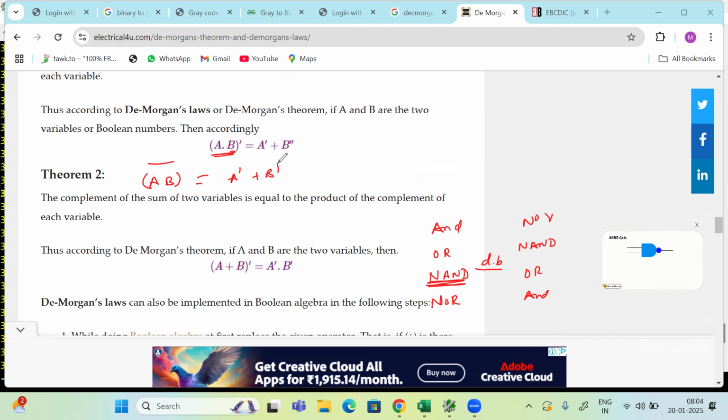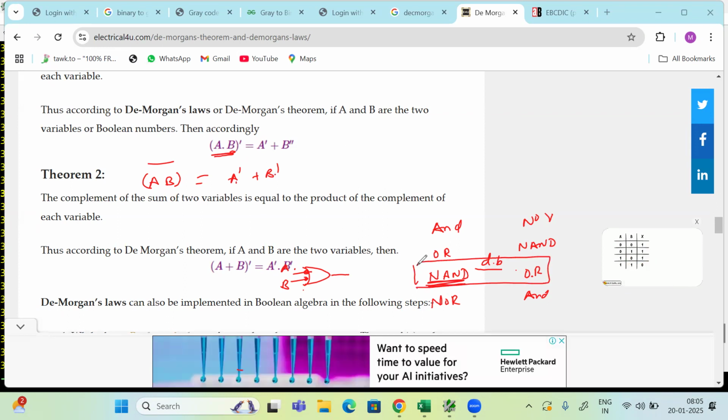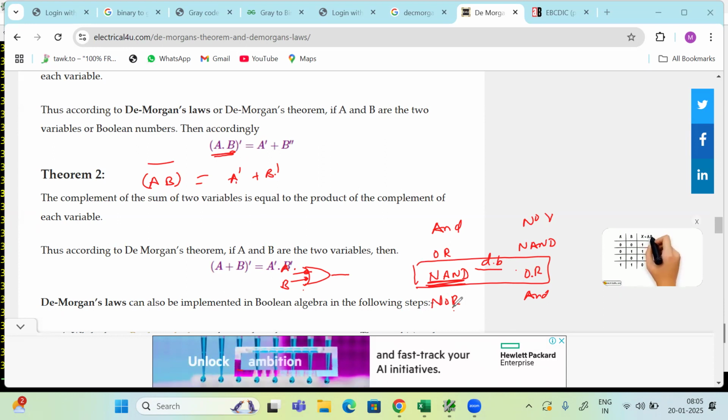That is double bubble, this one, correct? How will you write this one? A bar, B bar. That's it. The De Morgan's rule. Go for the next one. I'll explain everything tomorrow. No need to worry. NOR, equal to what? A bar.